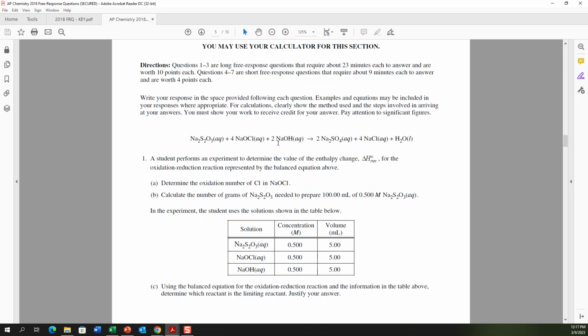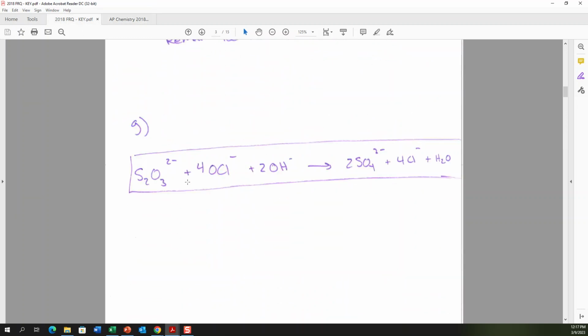hypochlorite ions, 2 sodium ions, 2 hydroxide ions. This would be 4 sodium ions, 2 sulfate ions, 4 sodium ions, and 4 chloride ions. And so sodium's going to cancel out. Sodium's a spectator ion, and then everything else is there. So that's how we're going to write our net ionic equation. Notice we have all the ions in there and water except for sodium, because sodium didn't change the whole time. So that's our net ionic equation.